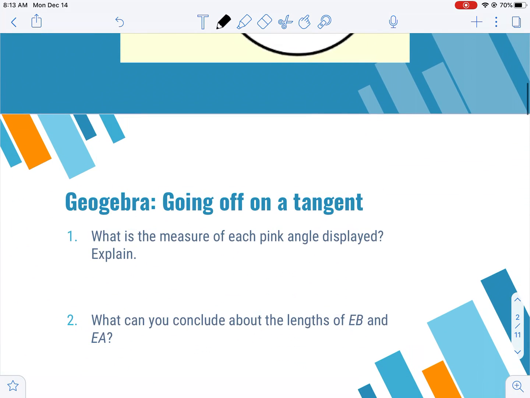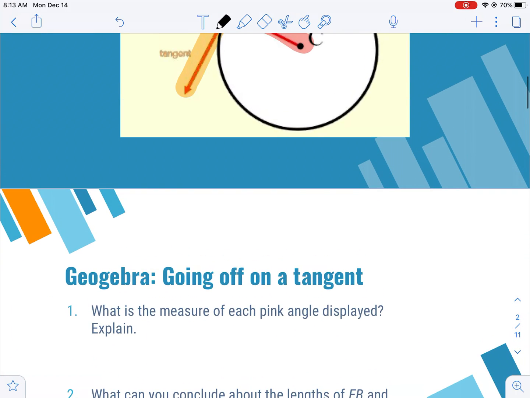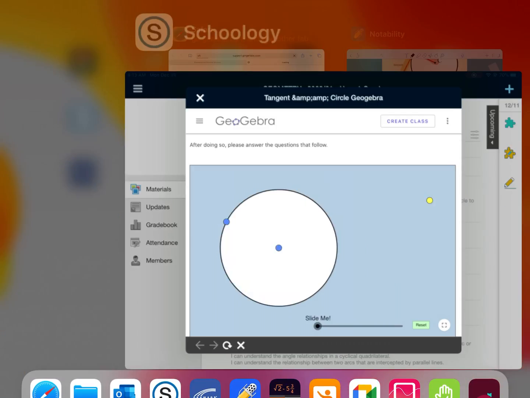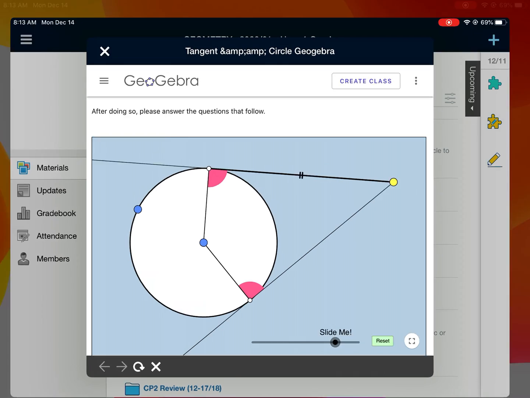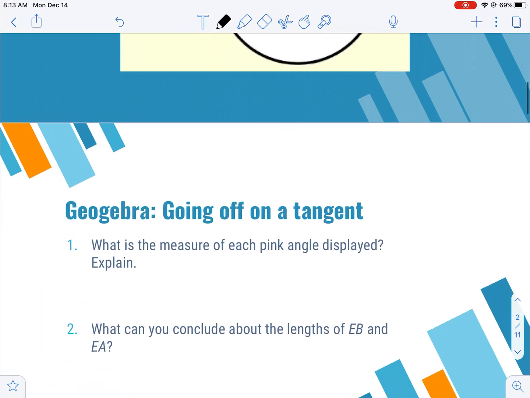And we're going to look at a quick GeoGebra, and we're first going to think about what is the measure of each pink angle. So I'm going to slide in my tangent, or two tangents rather, and I can see they're filling in that pink angle, and then they're able to fold it over and it fits perfectly. Okay, and I can look at either side. I really just need one. So as I'm thinking about that, well, if they're the same, and if they're forming a linear pair, then they must each be 90 degrees. So I can fill that in.